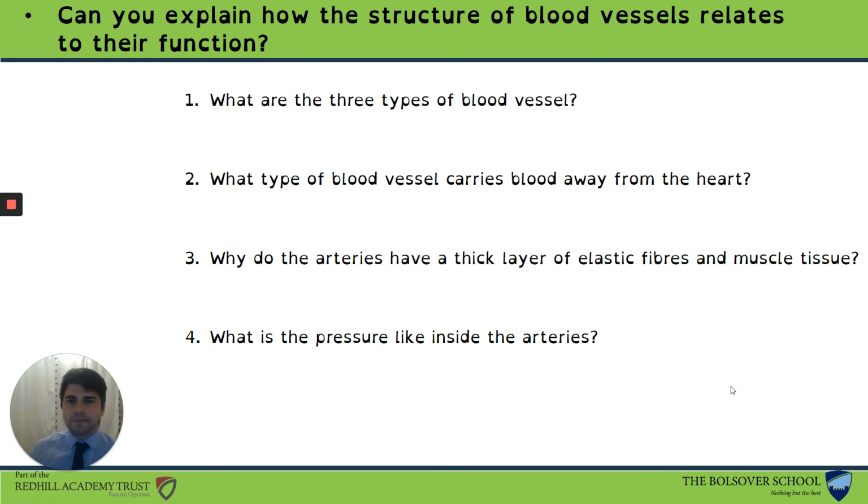Right, some questions then. So again, you can pause on this slide, have a go at some responses, and then unpause when you're ready to continue.